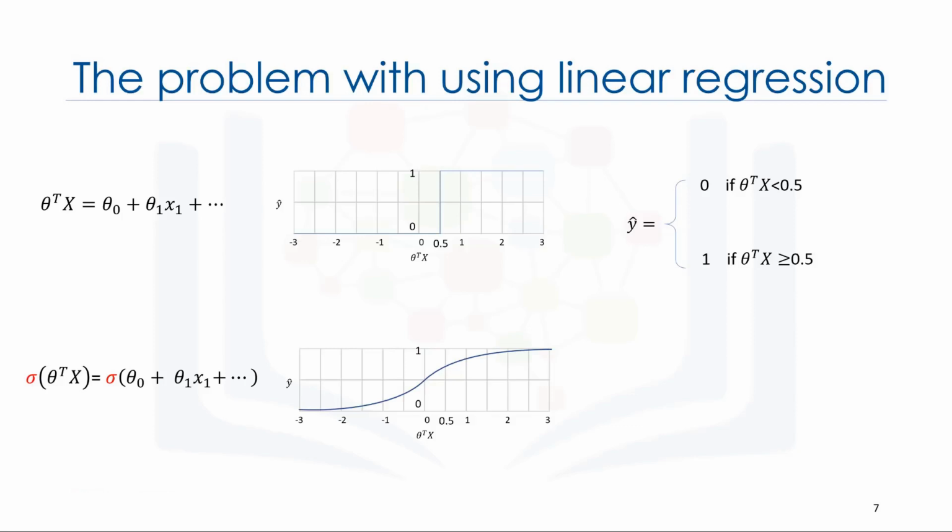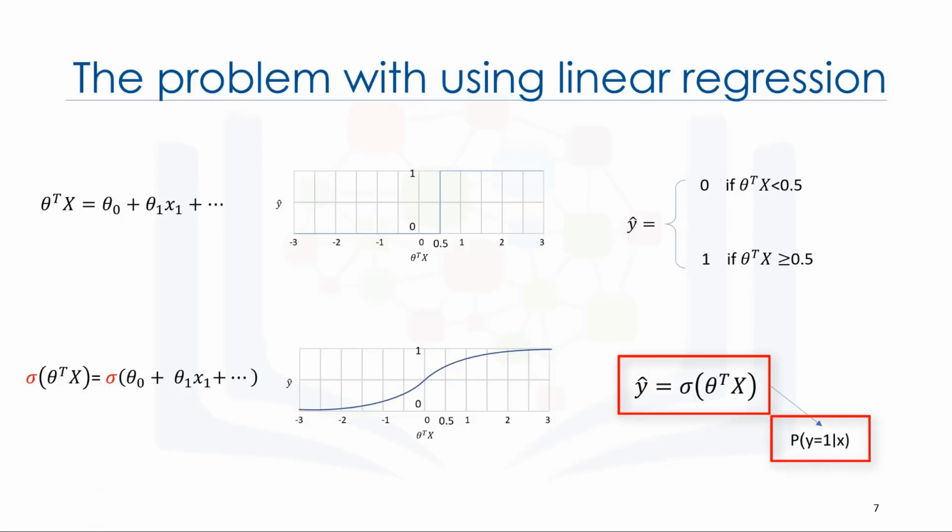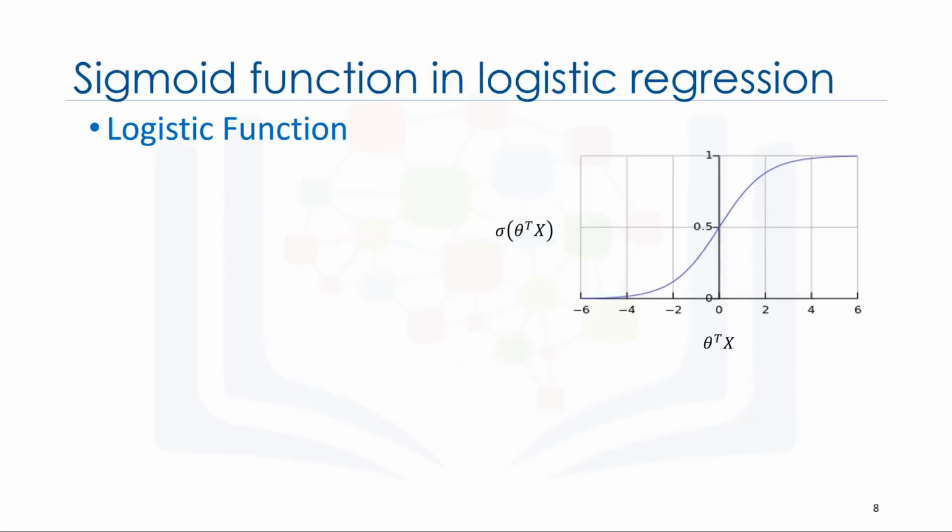Instead of calculating the value of theta transpose x directly, it returns the probability that theta transpose x is very big or very small. It always returns a value between 0 and 1, depending on how large theta transpose x actually is. Now, our model is sigmoid of theta transpose x, which represents the probability that the output is 1, given x. Now, the question is, what is the sigmoid function? Let me explain in detail what sigmoid really is.